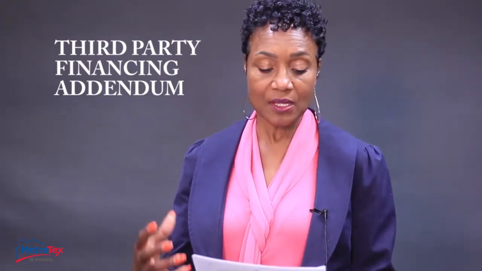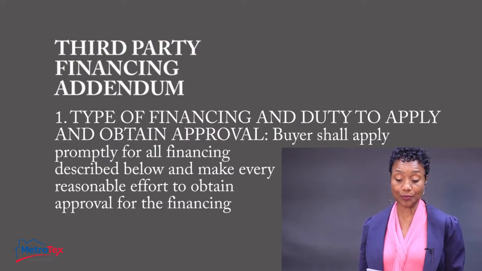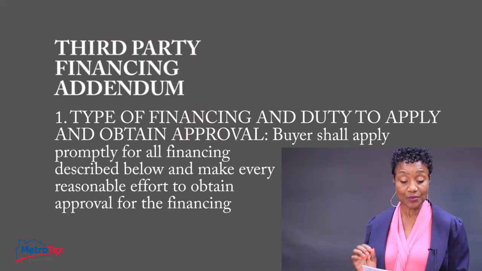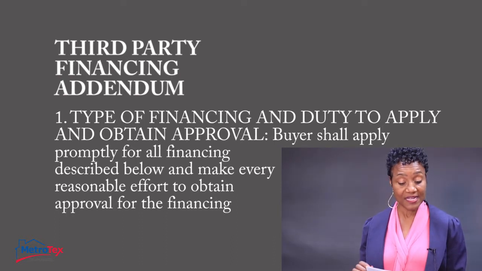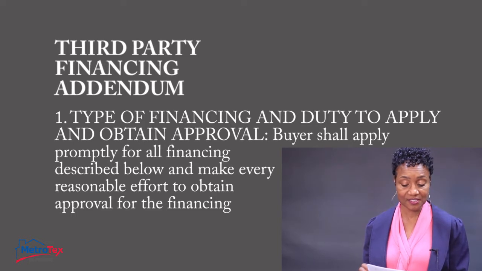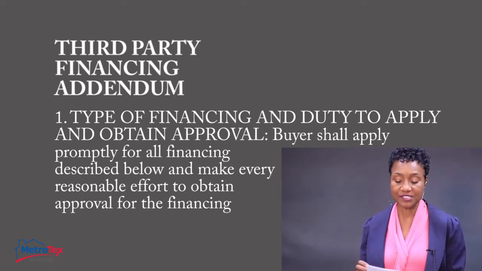So the next form we're going to talk about is the third-party financing addendum. This form and this addendum actually accompanies the contract. So in paragraph 1 of this, we talk about the type of financing and the duty to apply and obtain approval. One of the most important things I want you to remember in this paragraph is it explains that the buyer shall apply promptly for all financing described below and make every reasonable effort to obtain financing.